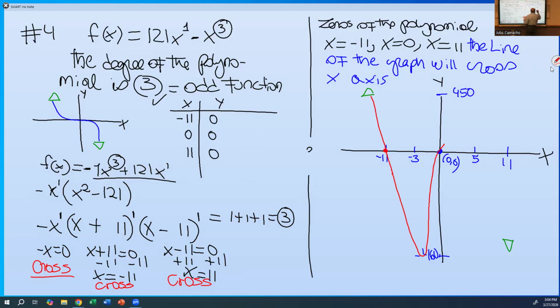And then go all the way until 5, around 5 and 450. And then it's coming back again and it's crossing at 11. And you can see it's following the behavior that we already figured out in the beginning. This graph is rising in the left and falling in the right.